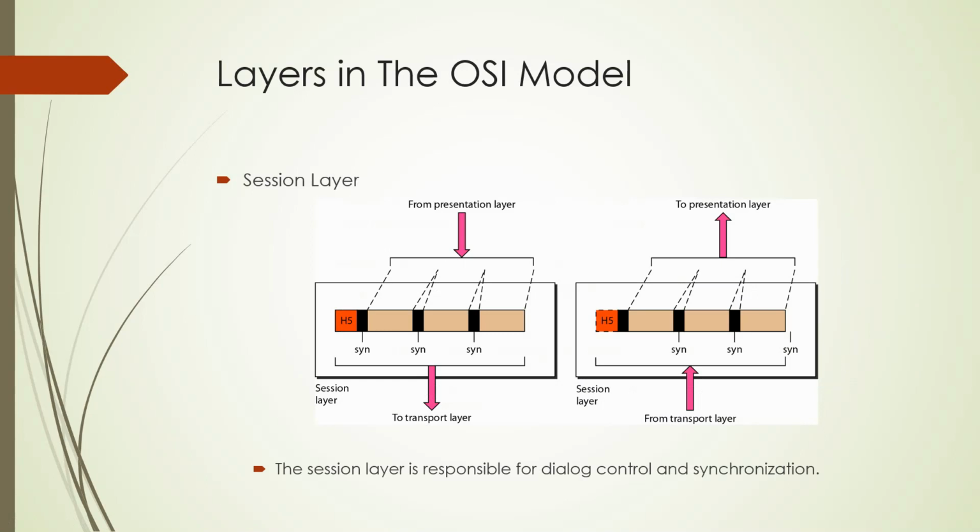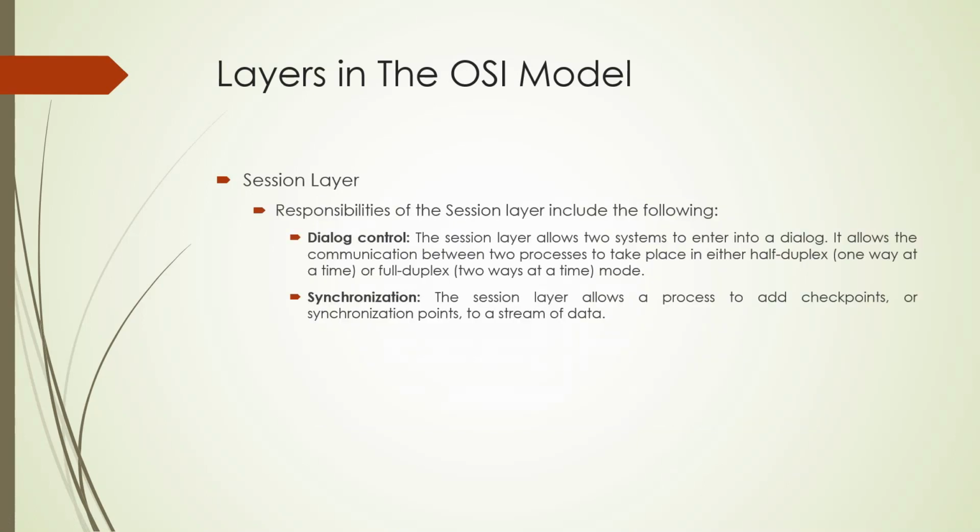Again, the next layer is the session layer. The session layer is responsible for dialog control and synchronization. Now what is dialog control? Let us understand. The session layer allows two systems to enter into a dialogue. So it allows the communication between two processes to take place in either half duplex or full duplex mode. And again, what is synchronization?